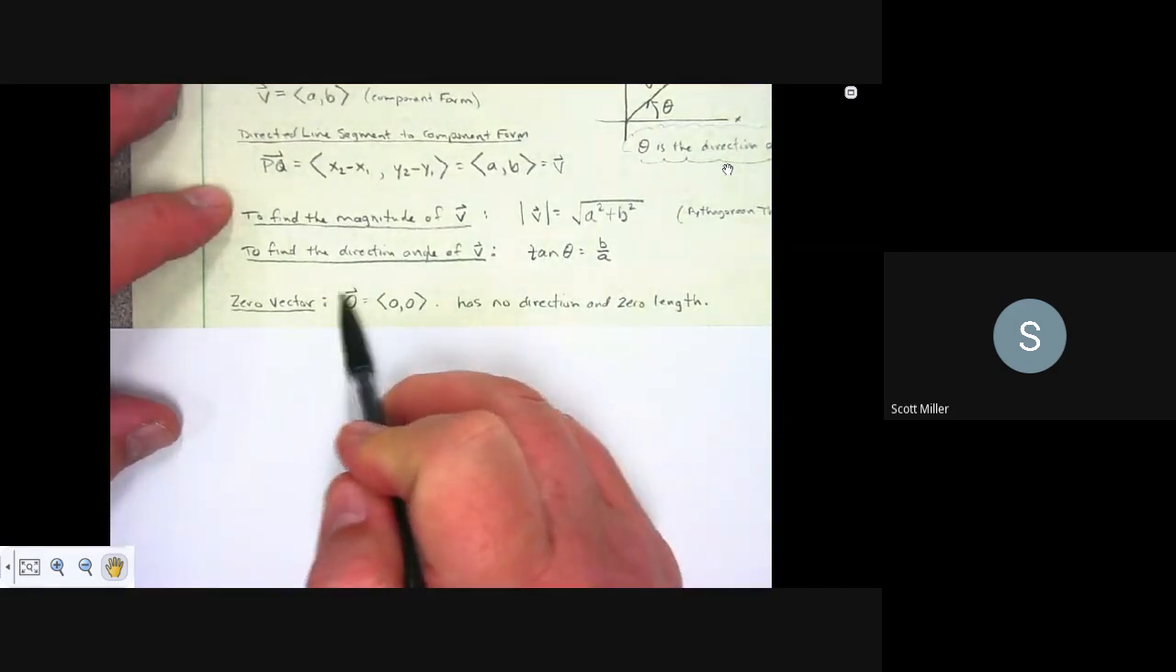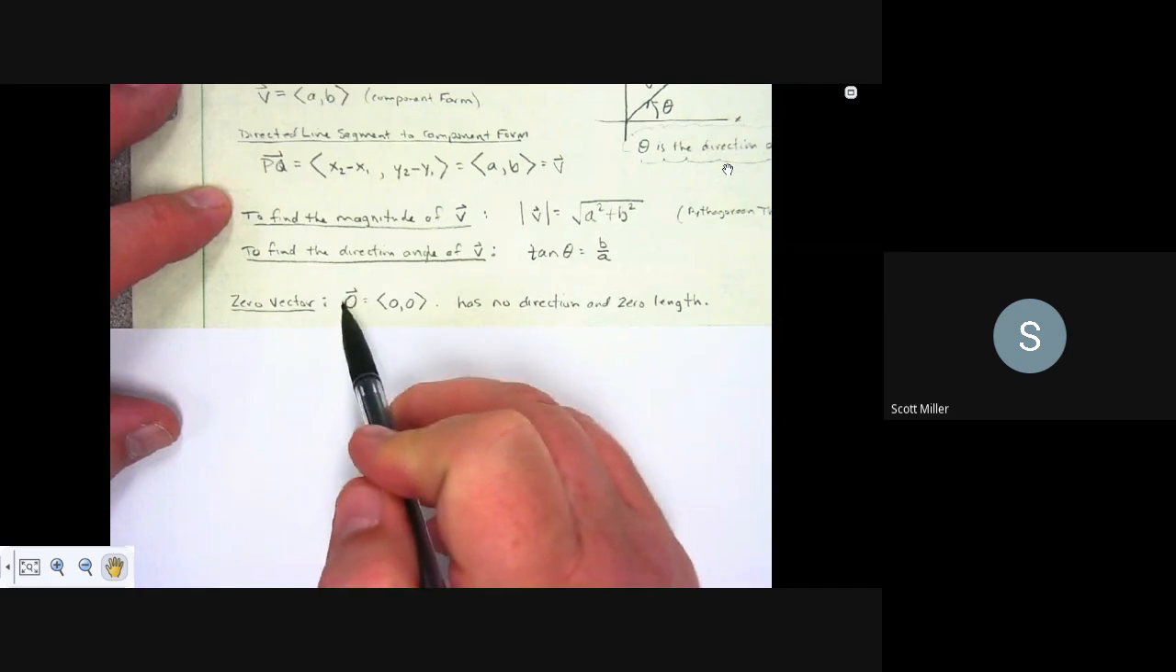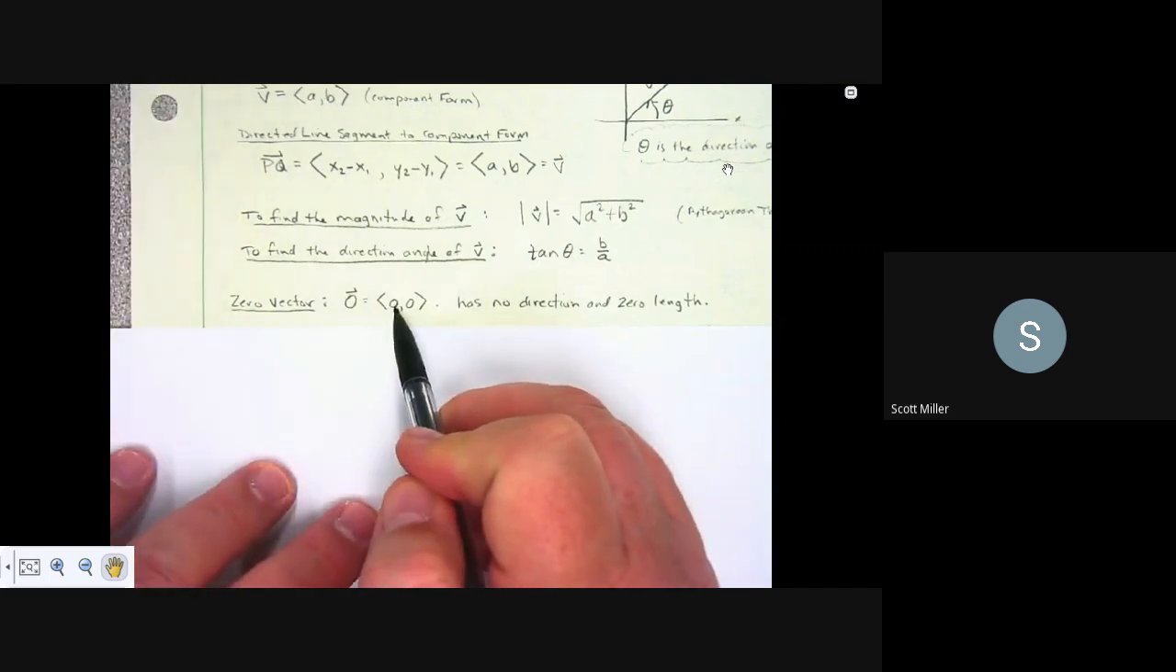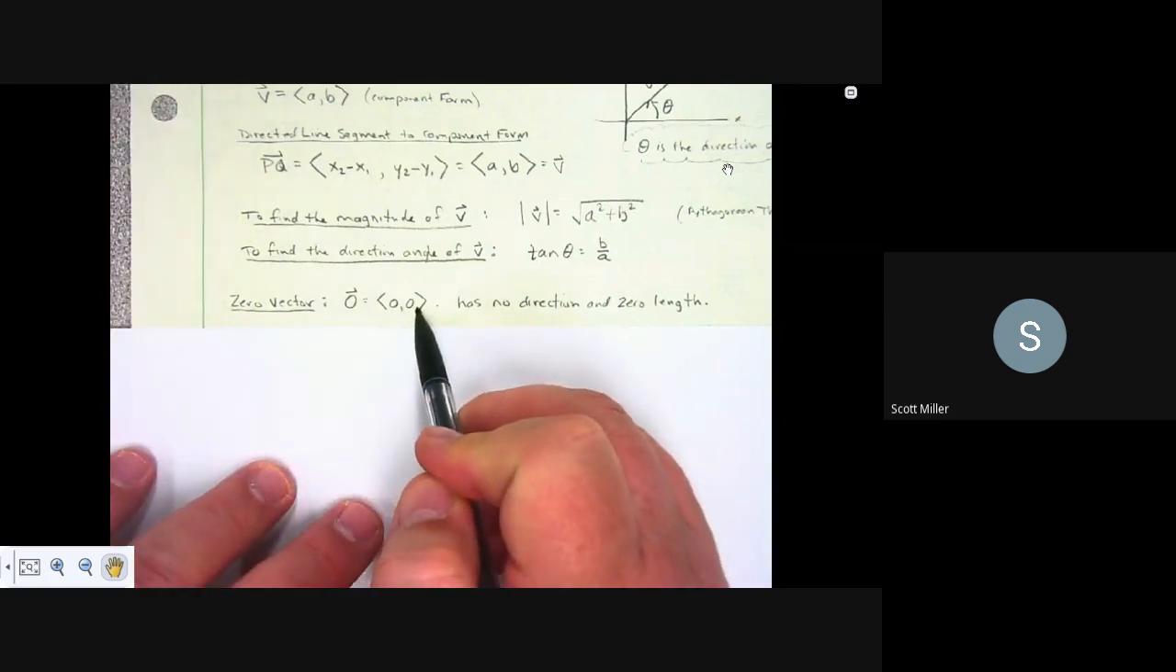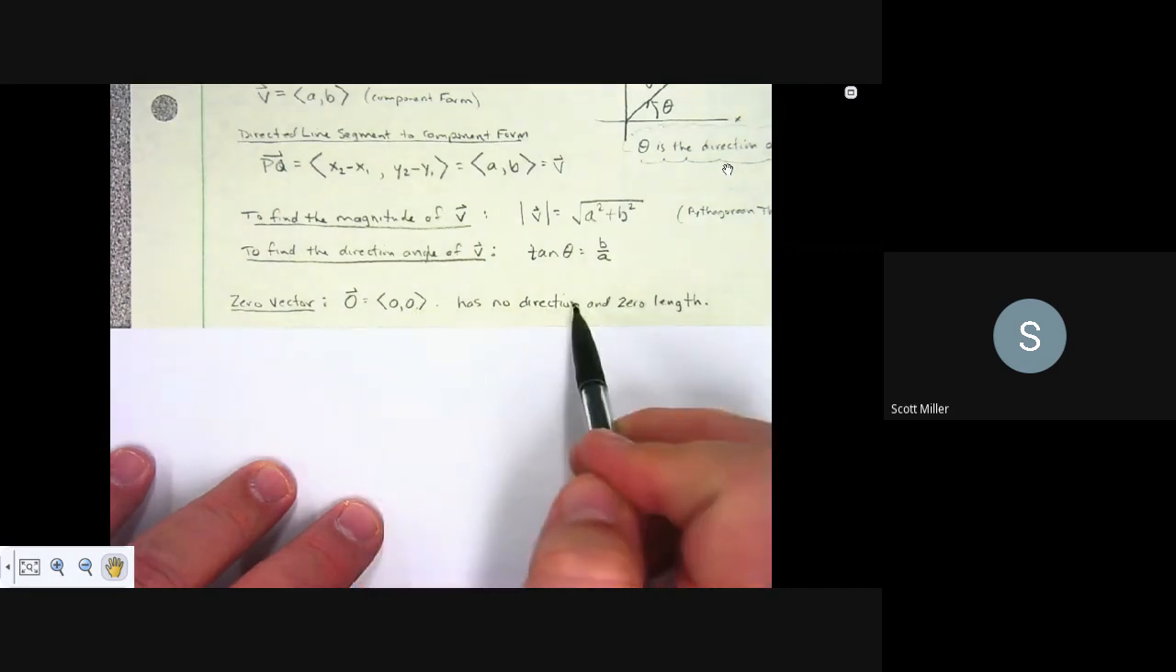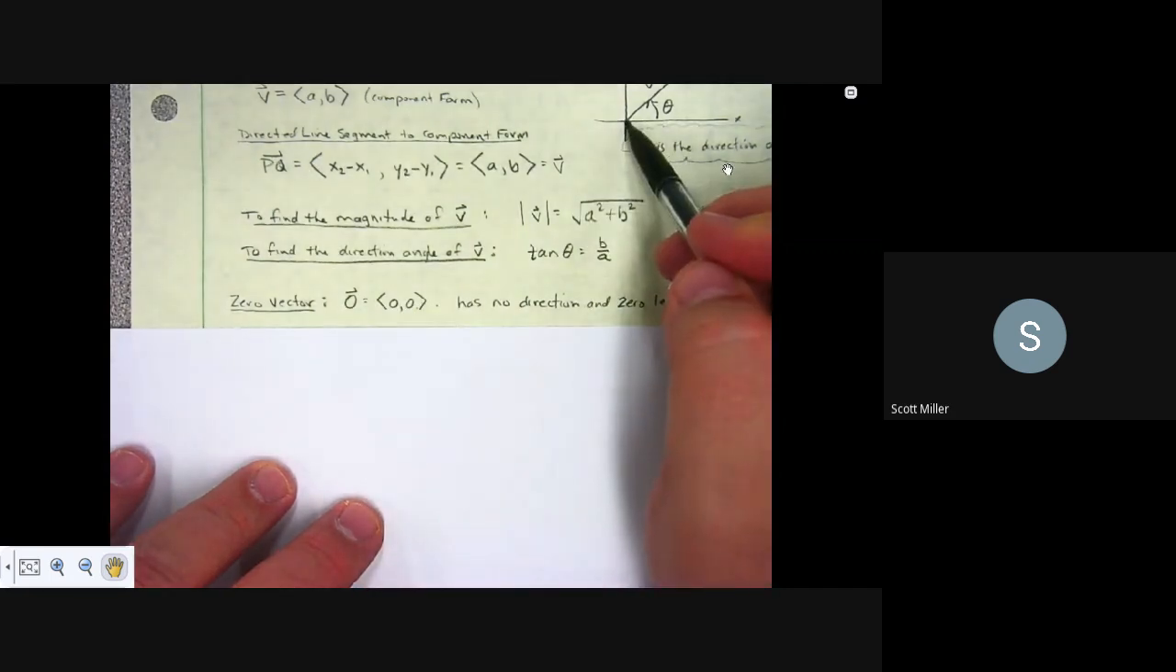Zero with the vector symbol on top is the zero vector. And then it is basically represented as 0, 0. This is a vector that has no direction and zero length. So the initial point and terminal point are the same point, so there's nothing going on there. But it is there mathematically, and they use it.